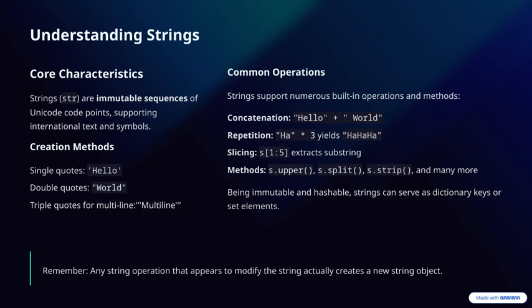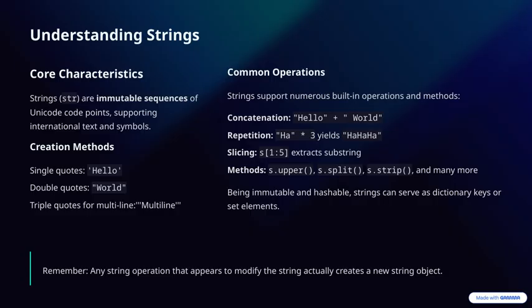Slicing allows you to extract substrings, say s1[1:5] retrieves characters from position 1 up to 4. There are also useful methods like upper, to convert text to uppercase, split, to divide a string into parts, and strip, to remove whitespace from the beginning and end. These methods make string manipulation flexible and efficient.